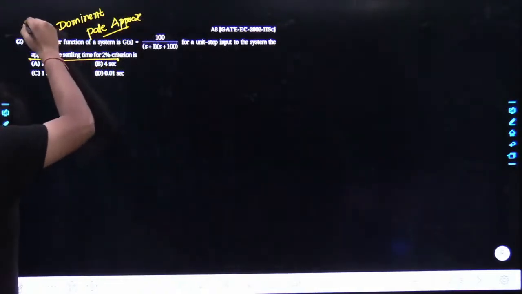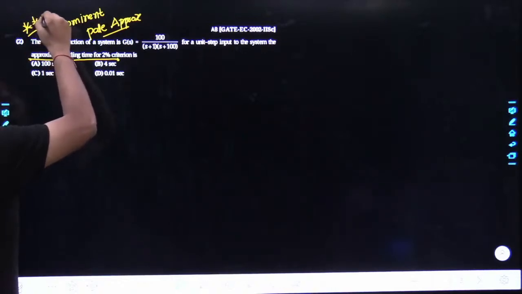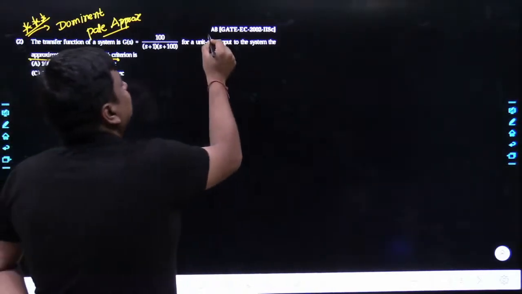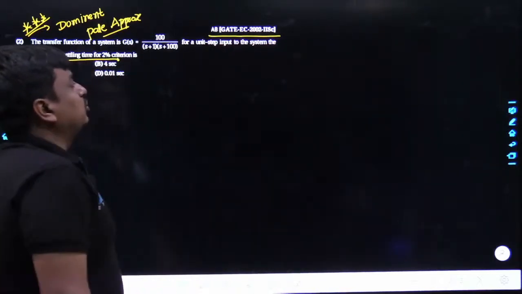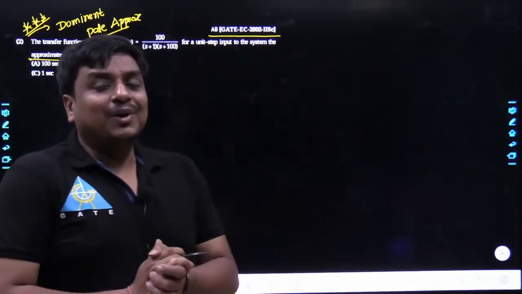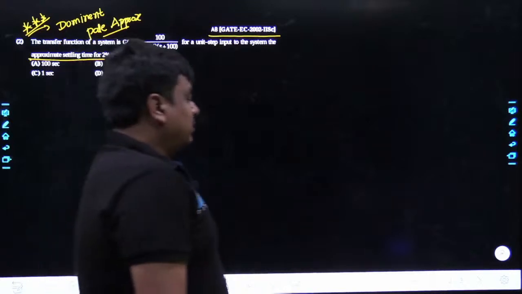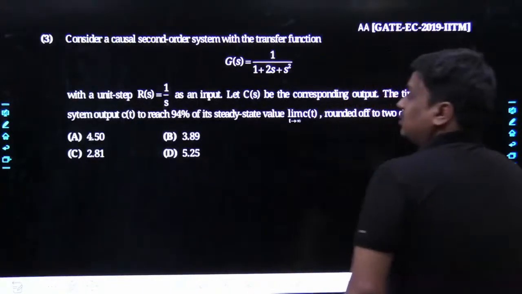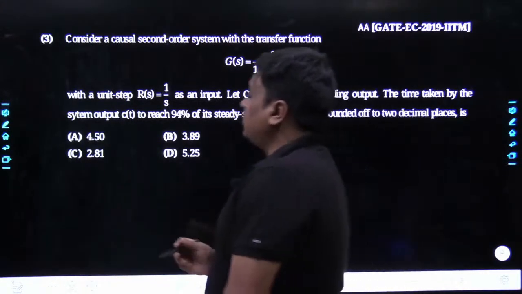Again, it is a very, very well designed problem. This problem appeared in GATE Electronics of the year 2002, and the problem was framed by IISc Bangalore. Once this problem is done, we would move into the next question.